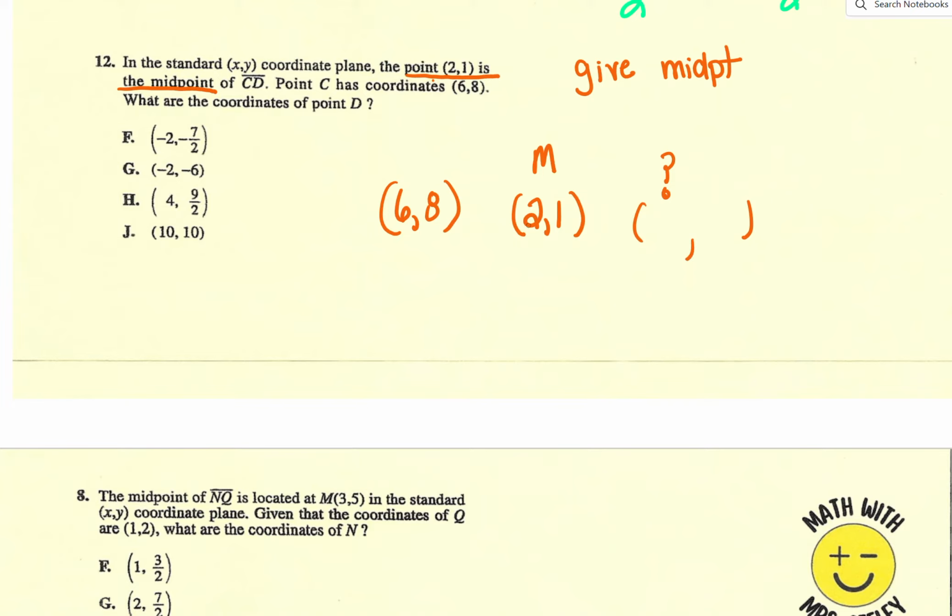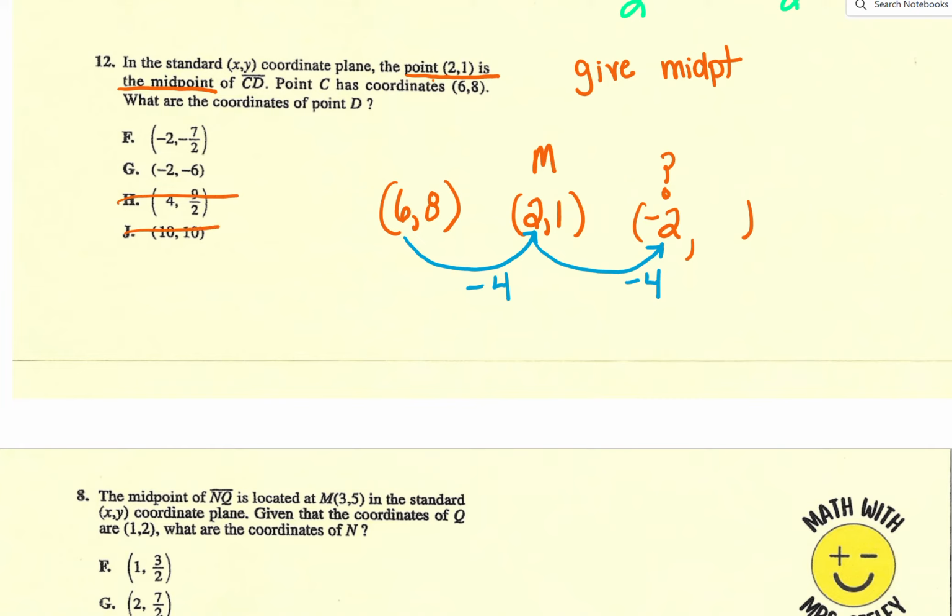Well, if this is in the middle, then it means it's equidistant from one side to the next. So from 6 to 2, what did I have to do? To get from 6 to 2, I had to subtract 4. Well, if it's in the middle and it's the same on both sides, then to get from here to here, I'm also going to have to subtract 4. So 2 minus 4 is negative 2. So I know my answer is F or G.